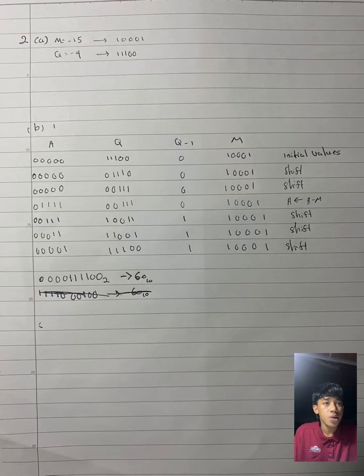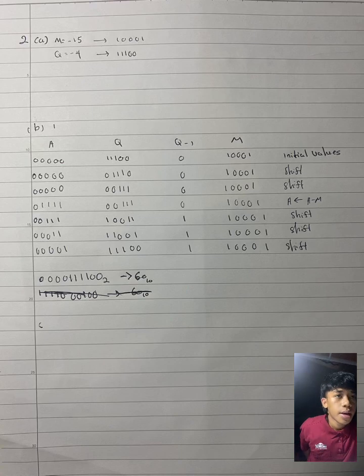For cycle 3, Q0 is 1 and Q minus 1 is 0, that's 1, 0, so A equals A minus M. So A equals 0, 0, 0, 0, 0 plus negative M, which is 0, 1, 1, 1, 1, giving 0, 1, 1, 1, 1. Then shift right, A becomes 0, 0, 1, 1, 1, Q becomes 1, 0, 0, 1, 1, and Q minus 1 becomes 1.